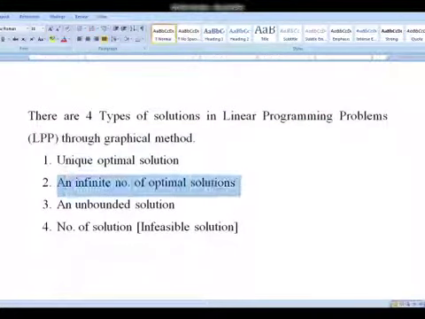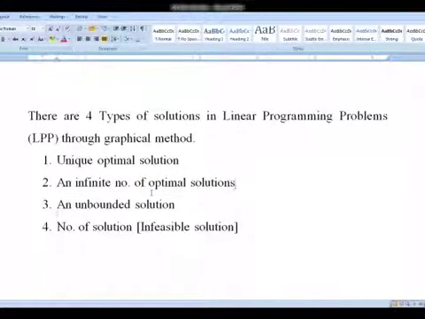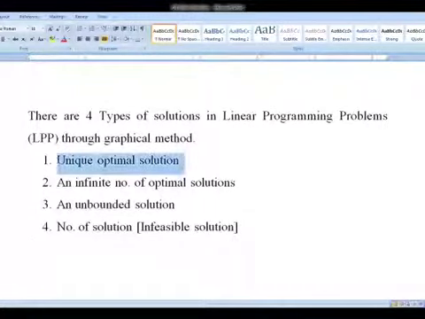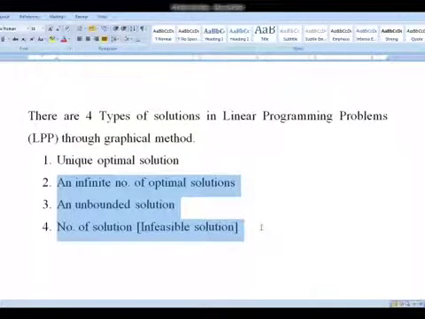The other types of solutions we get when solving LPP by graphical method are an infinite number of optimal solutions, meaning we'll get more than one optimal solution, which are infinite. The third type is an unbounded solution, and the fourth one is no solution. We may get no solution at all, right? The usual type of solution we got in the previous videos is a unique optimal solution. These others are very rare, and if we are getting such solutions, we should be able to identify them.